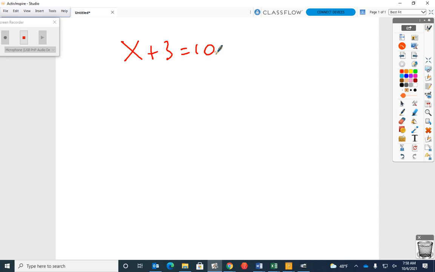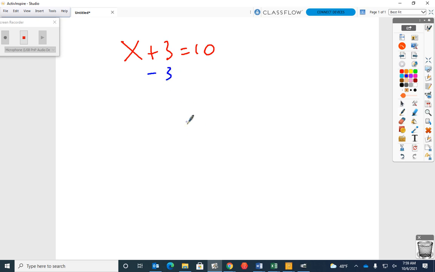Okay, so when we take a step, we're going to undo something that's happening. What this says is x, which we don't know, plus 3 equals 10. That means something plus 3 equals 10. What's happening to that x? We're adding 3, right? That's what's happening. If you read this, x plus 3. So how would we undo adding 3? You would subtract 3, okay? You do the opposite of this. You subtract 3. And equations are balanced, right?